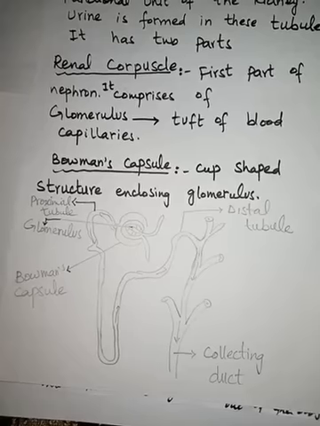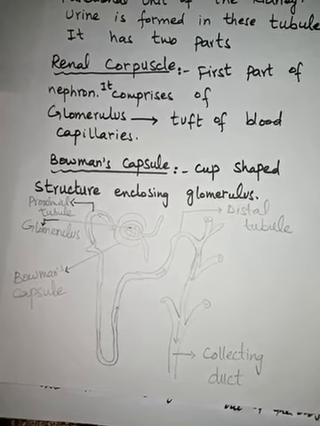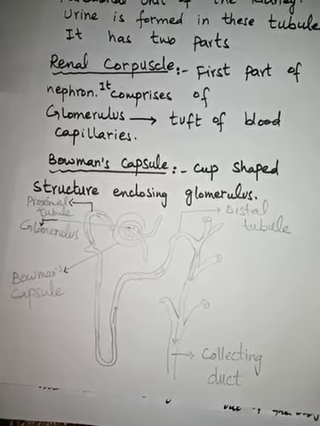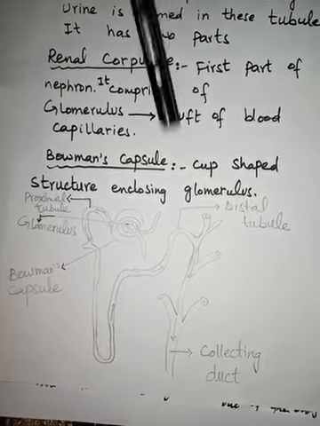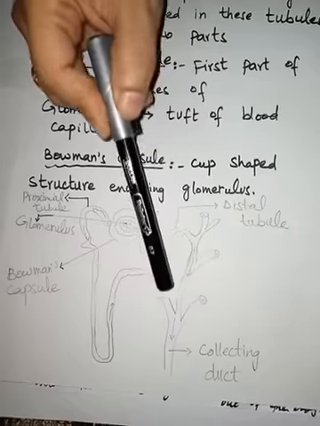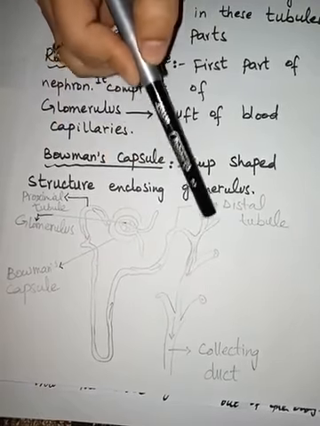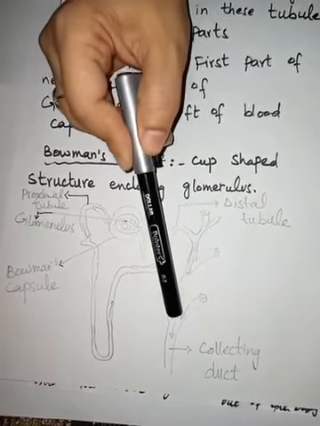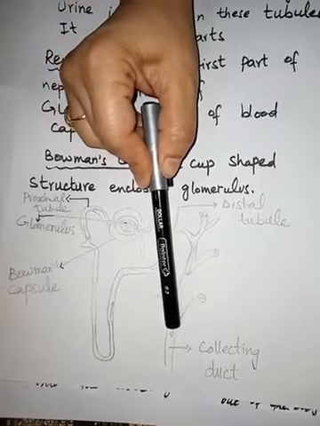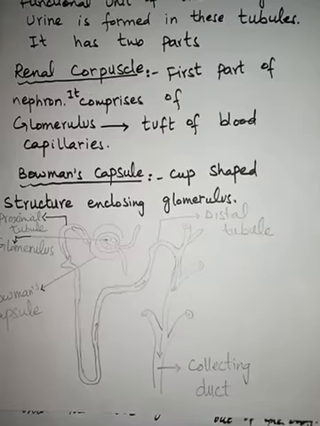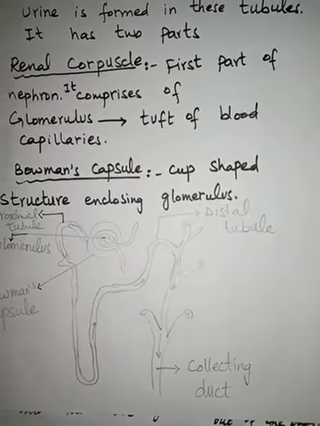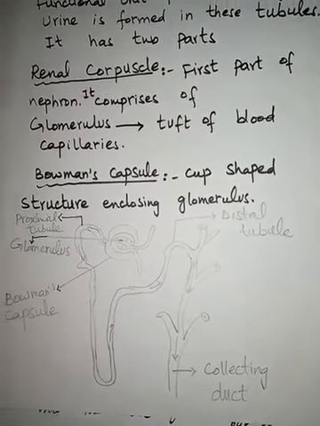The distal tubules of many nephrons open in a collecting duct. You can see here that they are going to open in this collecting duct. Many collecting ducts join and drain into the renal pelvis.